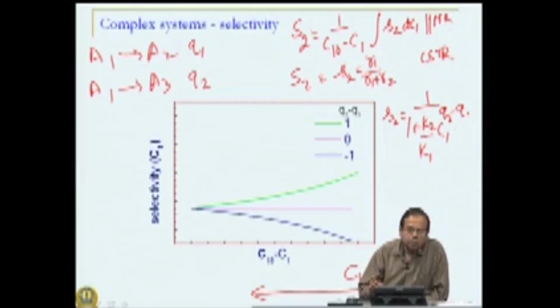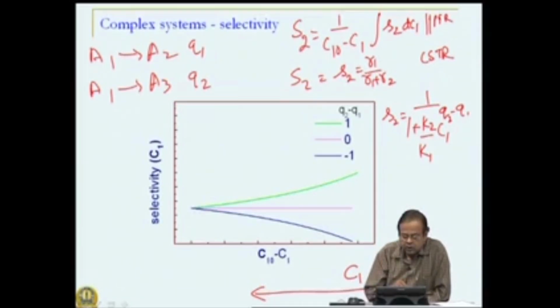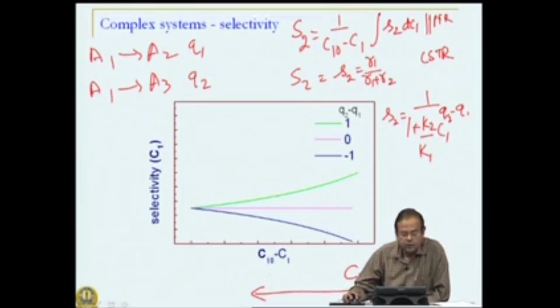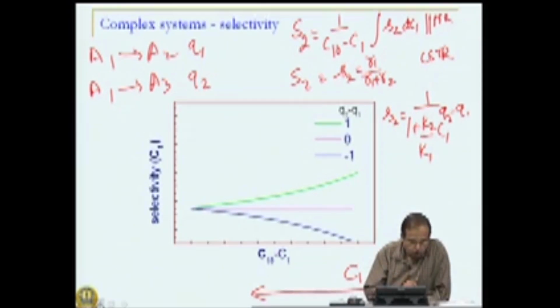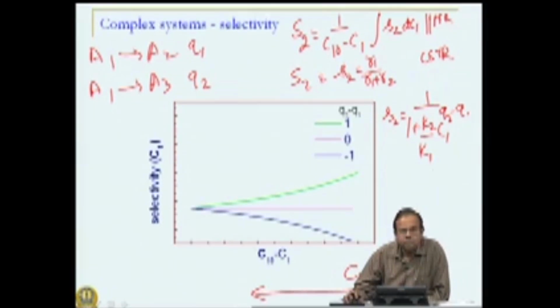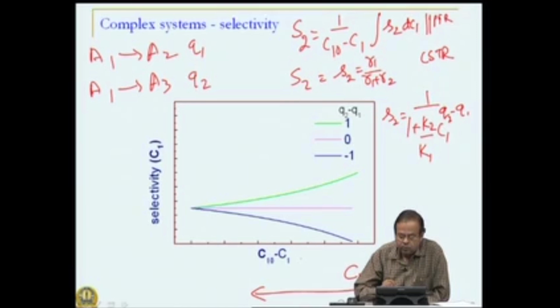The third thing you can expect is, if Q2 minus Q1 is negative, we should get a behavior which is shown by this blue line over here. So, now we have various behaviors of selectivity as a function of C10 minus C1.